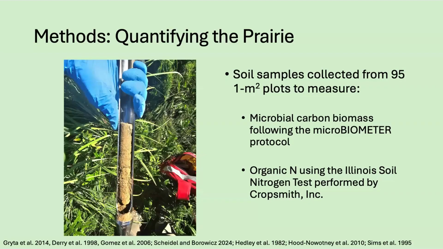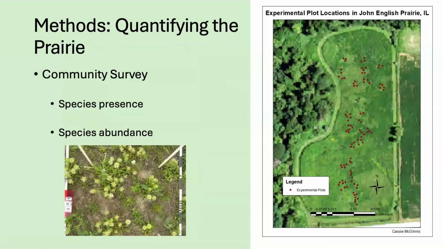and how Pedicularis is producing these effects on its community. I did this by collecting soil samples from all the plots, where I then looked at the microbial carbon biomass from the soil samples using a microbial biomass protocol. I also sent portions of these soil samples out to a lab, where they use the Illinois soil nitrogen test to look at the amount of organic nitrogen within the soil. In each of the plots, I also did a community survey where I identified which species were present, as well as the percent cover, or abundance, of each species.